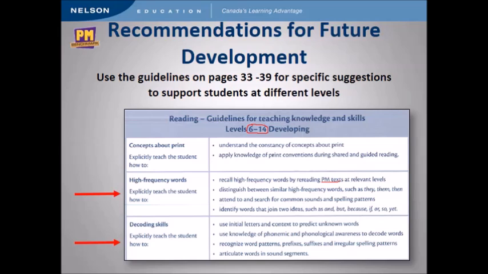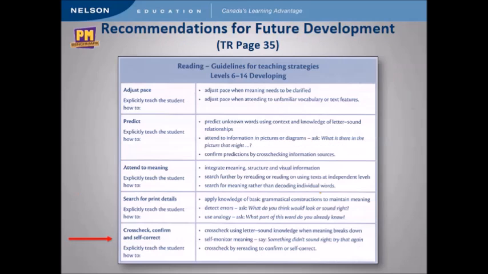You'll also notice that it has some instructional practices here. So we would want to teach the student to do things like distinguishing between high-frequency words that tend to look the same: they, them, then. They might look for common sounds and spelling patterns. So it does give you some ideas of things that you can do to help the student strengthen these particular areas in their reading. So let's just take a look at another example.